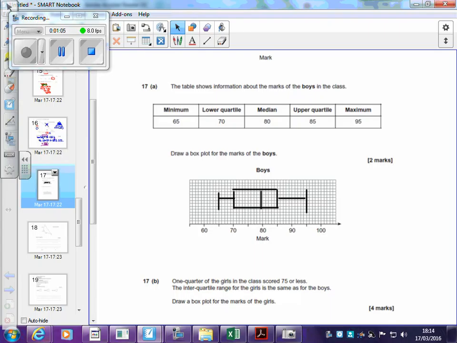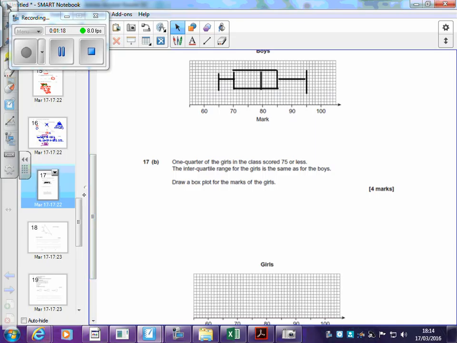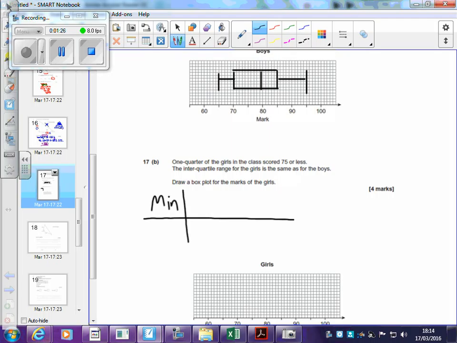Okay, 17b. A quarter of the girls in the class scored 75 or less. The interquartile range for the girls is the same as for the boys. Draw a box plot for the girls. So again, I need to work out those five key bits of information in order to put them onto my graph. So I'm going to draw a table similar to what I had for the boys to get all that information.